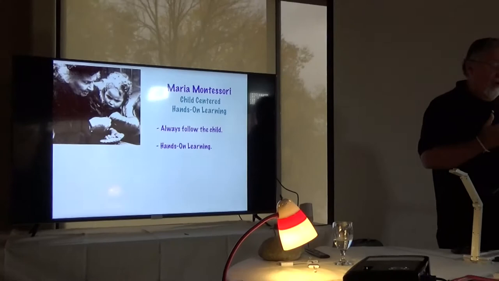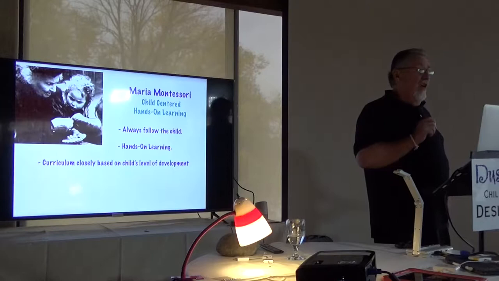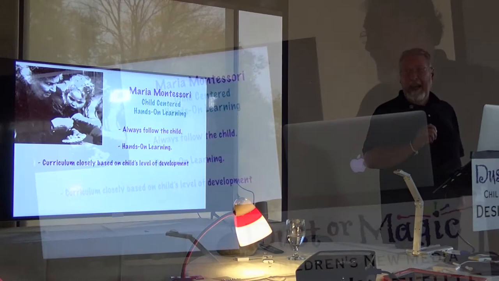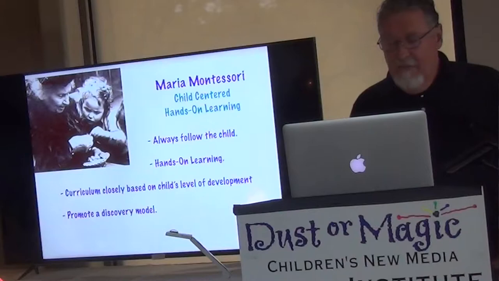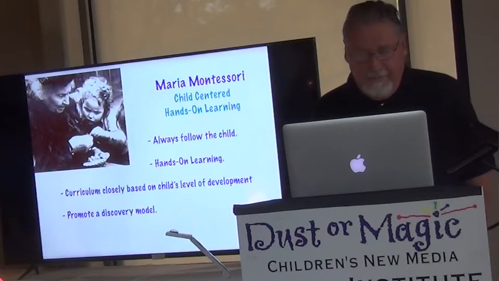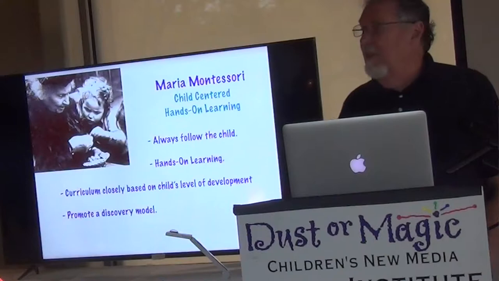Curriculum closely based on a child's level of development. This seems like a no-duh, except that since we consult with a lot of companies, we always get products that are so off, it's amazing that they don't understand the difference between a four-year-old and an eight-year-old. So it's really important to have that curriculum closely based. Then she talked about promoting a discovery model. The best products allow kids to have more time to play, so it gives you time for exploration and time for mastery. When I'm one of the CAPI judges, that's one of the things we're often looking for in a good product: something that allows kids to have some exploration time.